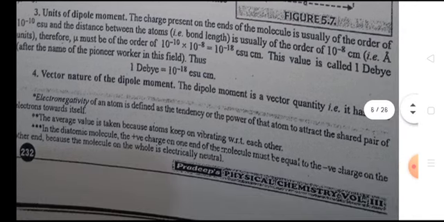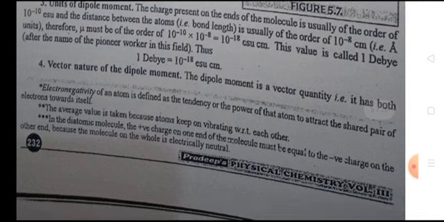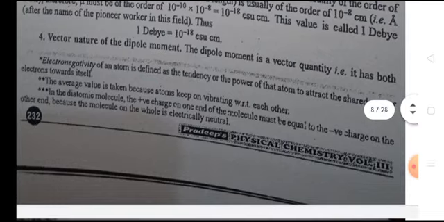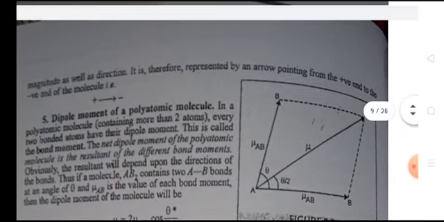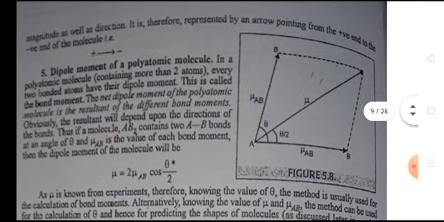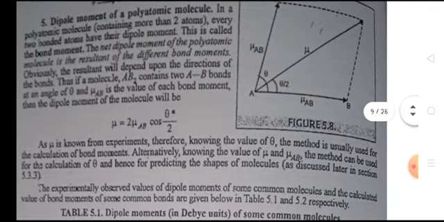Third, units of dipole moment. The charge present on the ends of the molecule is usually of the order of 10 raised to power minus 10 ESU and the distance between the atoms is usually of the order of 10 raised to power minus 8 centimeter. Fourth, vector nature of dipole moment. The dipole moment is a vector quantity, that is, it has both magnitude as well as direction. It is therefore represented by an arrow pointing from the positive end to the negative end of the molecule.